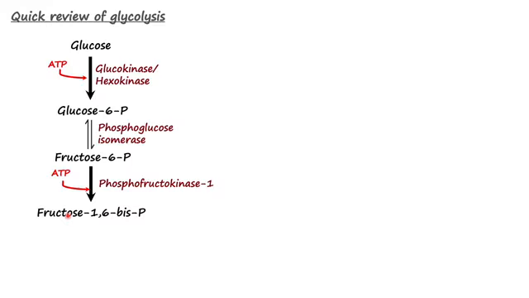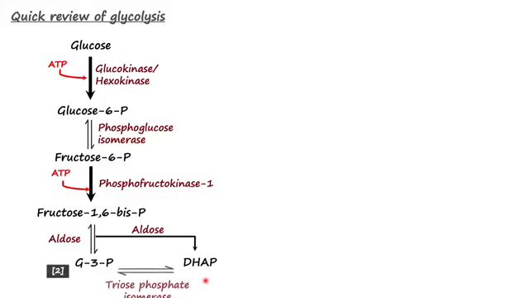Furthermore, fructose 1,6-bisphosphate is then split into glyceraldehyde 3-phosphate and dihydroxyacetone phosphate. And from here, because only glyceraldehyde 3-phosphate undergoes the third phase of the glycolysis reaction and not the dihydroxyacetone phosphate, therefore dihydroxyacetone phosphate must be converted into glyceraldehyde 3-phosphate, and therefore we end up having 2 molecules of glyceraldehyde 3-phosphate.